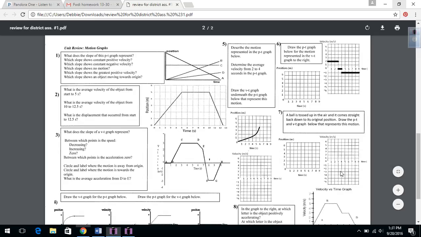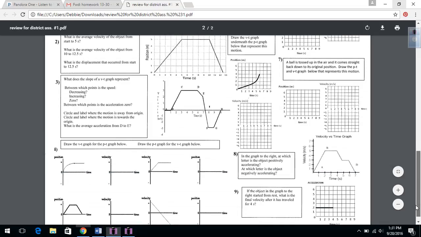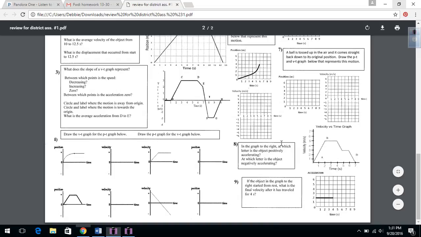And I don't know how to do these because of the way y'all do your positives and negatives, I'm not sure. Okay, but you should be able to do that by now. And then number 8, graph to the right, at which letter is the object positively accelerating? So you're looking for a positive slope. Object negative acceleration, so you're looking for a negative slope, and a negative slope, no slope, no slope.